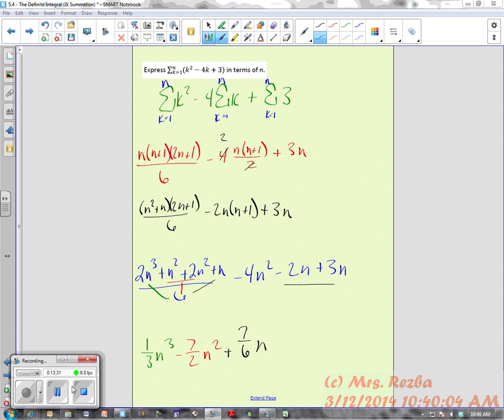Okay, this is everything you need to know on summations. There are 10 problems in the 5.4 worksheet on my website about summations. Look at them. You do need to know these formulas.